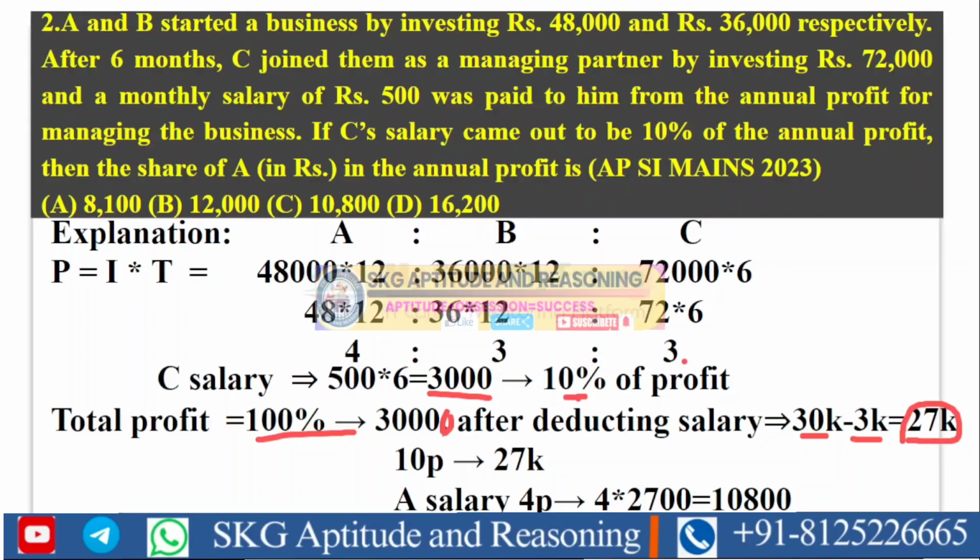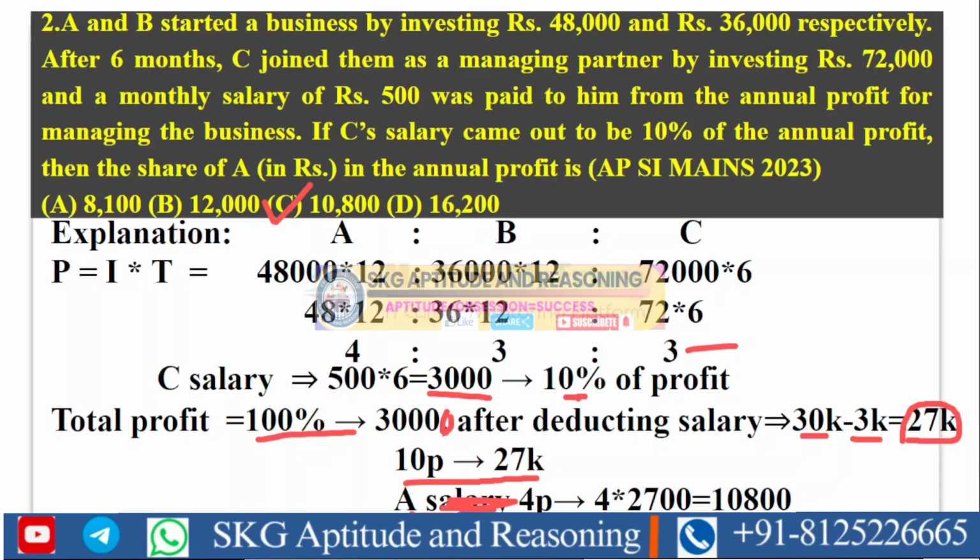So what is the total profit parts here? The total profit is 10 parts. 10 parts will be equal to 27,000. What is the question asking? Find the profit of A. It is not the salary of A, it is the profit of A here. So A's profit will be 4 parts. One part will be equal to 2,700, and then 4 parts will be 4 into 2,700, that will be 10,800. So A will receive a profit of 10,800.